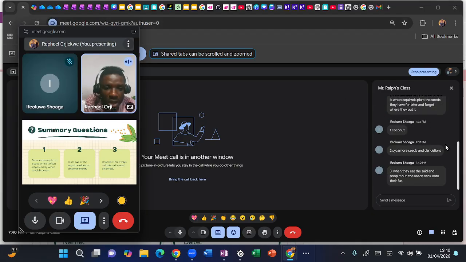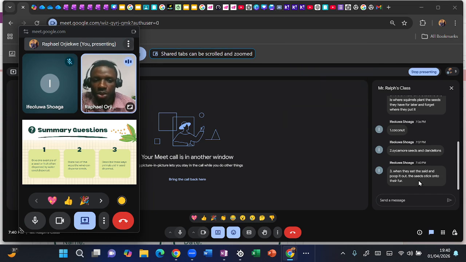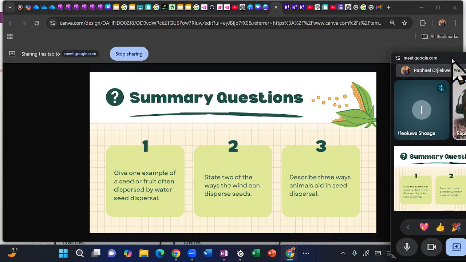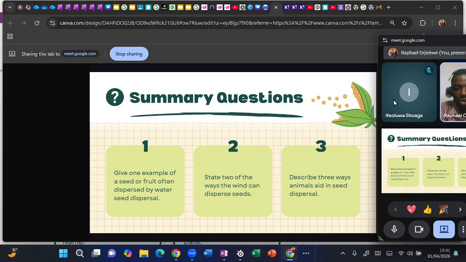Okay, I've seen your number three. When they eat the seed and pop it out, the seeds stuck onto their fur. Okay. Let's go on and see what the answer is. You got part of number three. You mentioned one of number three. So let's quickly get straight to the answer.